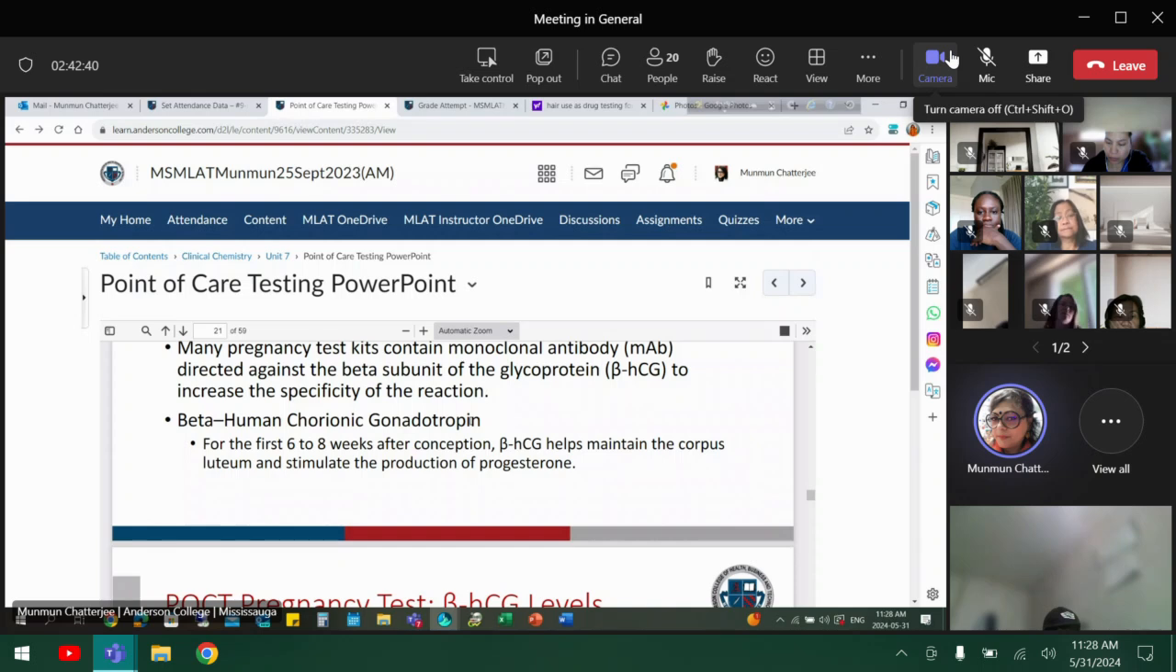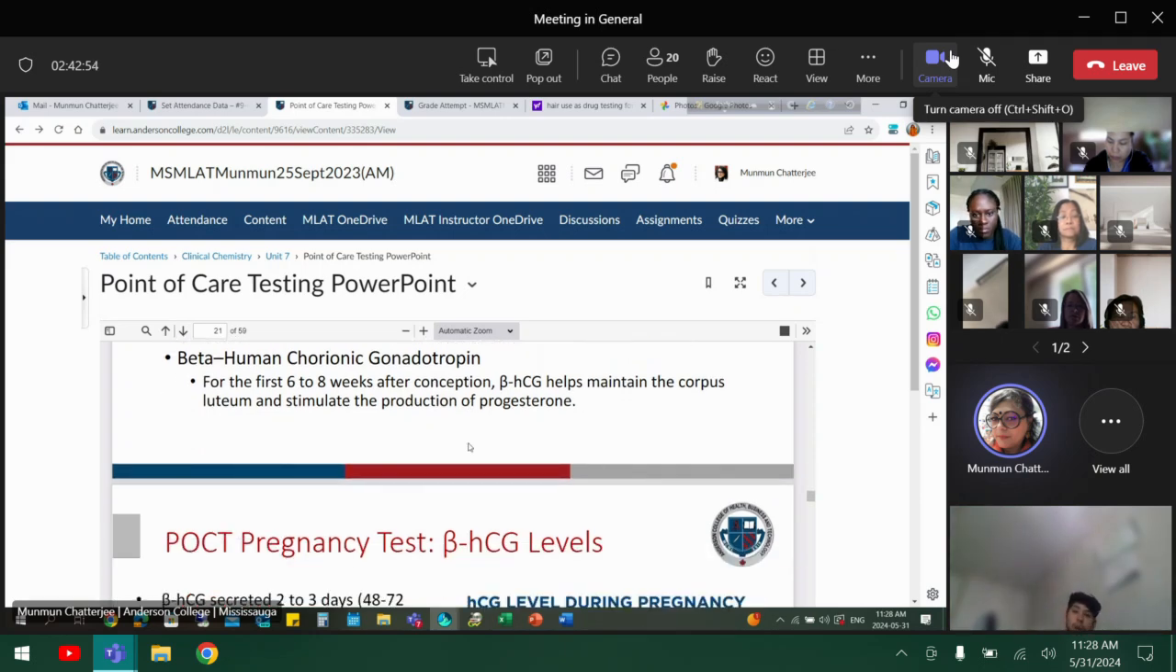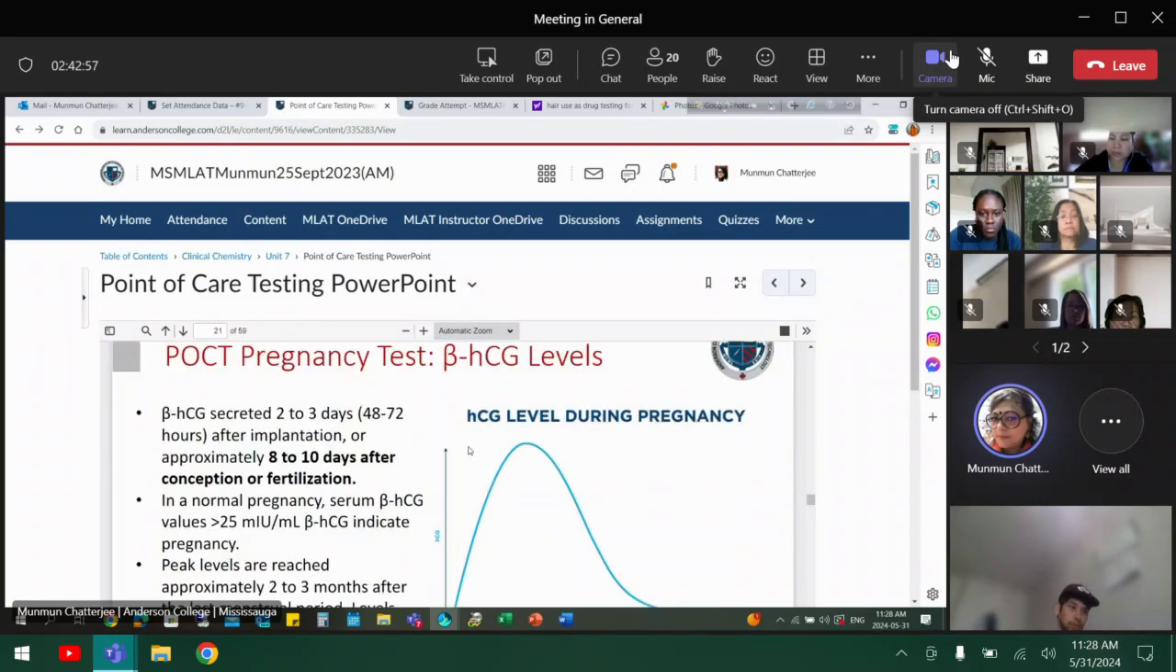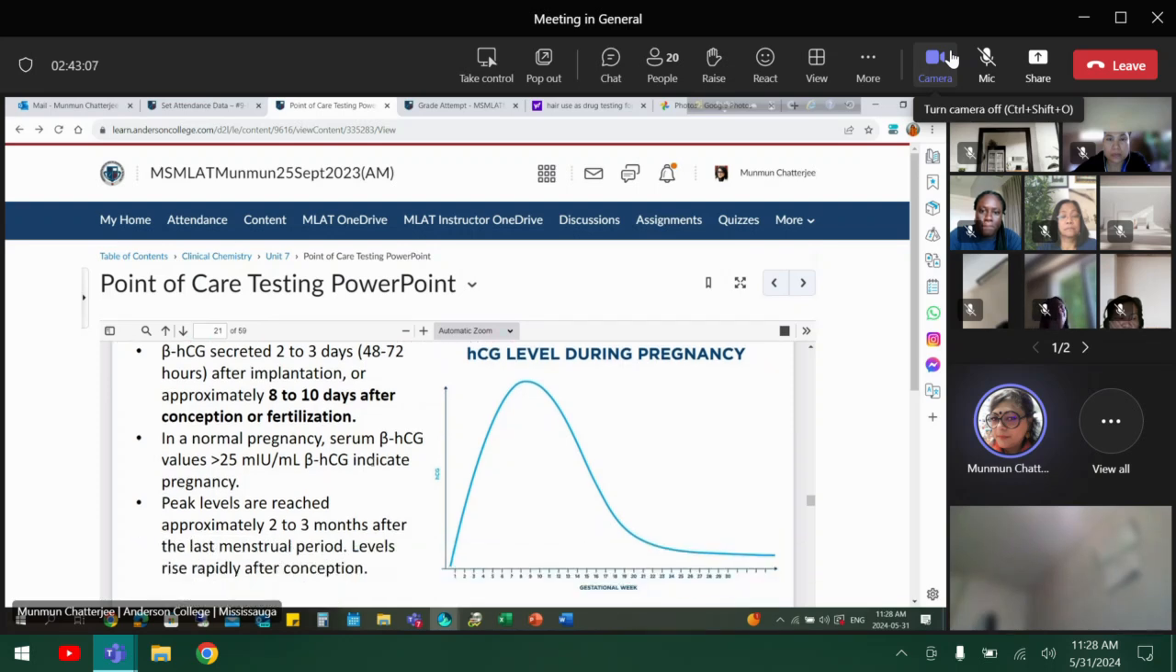For the first 6 to 8 weeks after conception, beta HCG helps maintain the corpus luteum and stimulates the production of progesterone so that it's not going to shed out. You are not going to menstruate. Beta HCG is secreted 2 to 3 days after implantation, meaning when the egg is fertilized and coming to the uterus, 8 to 10 days after conception or fertilization.